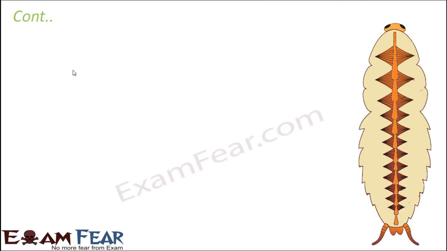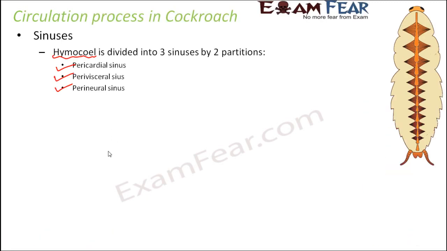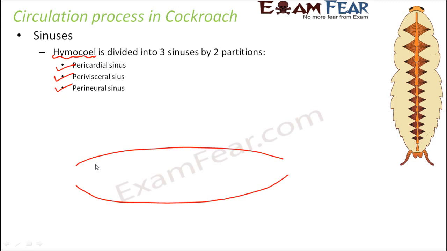Now quickly let us see where these sinuses are located. Let us try to understand this with this rough diagram. Let us suppose this is your cockroach, from a side view. So how is the heart located? Your heart is somewhere like this. This is just a rough diagram to explain where and how things are located. So this is your heart, right?